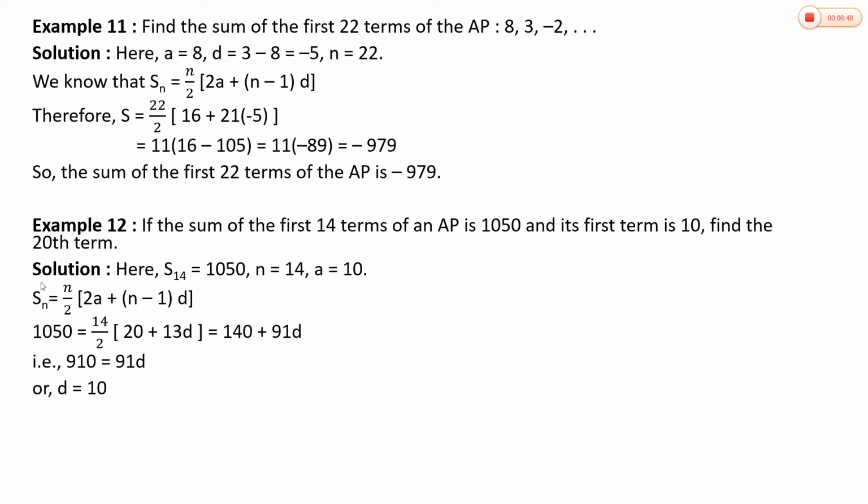Now you have to find the 20th term. You know how to find the 20th term, that is by using the formula an is equal to a plus n minus 1 into d. Here, for the 20th term, a20 is equal to the first term a, which is 10, plus 20 minus 1 into the common difference d, which is 10. So if you simplify this, you will get 200 as the answer. That means the 20th term of this given AP is 200.